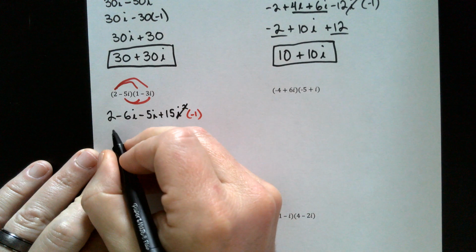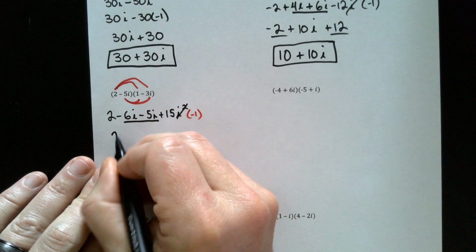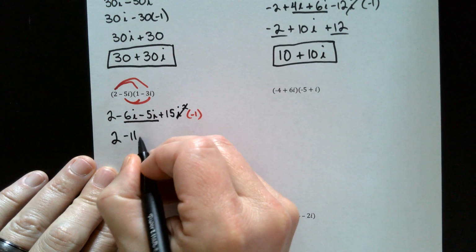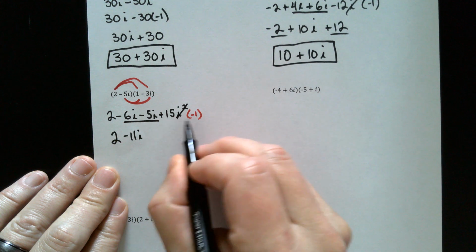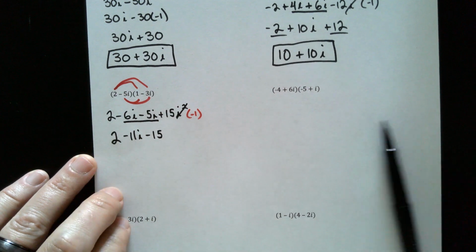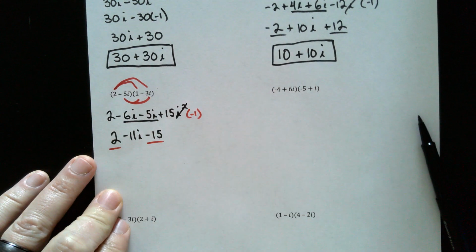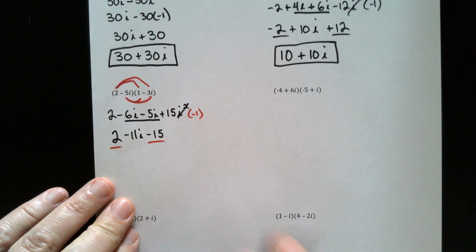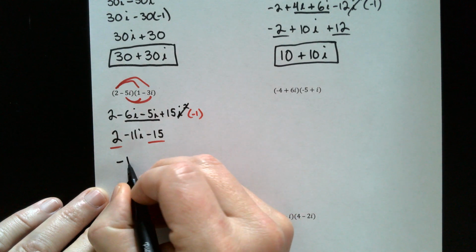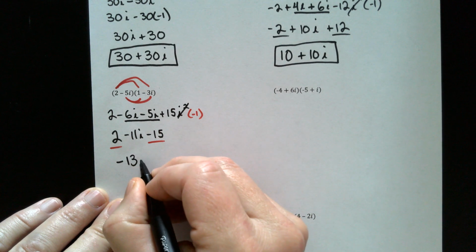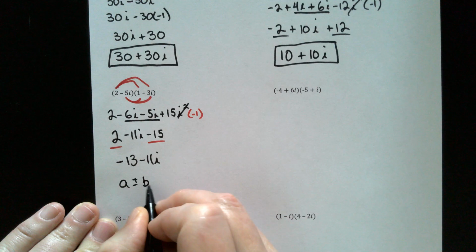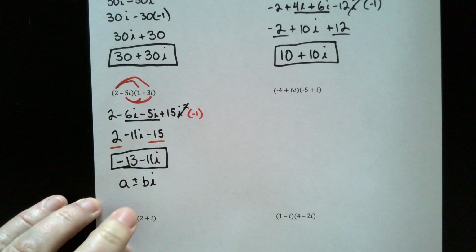Okay, so let's also combine these two in our next step. So we get 2. These two combine, they're both negative, so add, keep the sign, negative 11i. And then positive 15, excuse me, 15 times negative 1 is negative 15. Now again, we have like terms. Keep the sign of the bigger number and then subtract. Bigger number is negative, so negative, and then 15 minus 2 is 13. So negative 13. That's these two, and then just carry down the negative 11i. Did we write it in the correct form? Yes, we did, because remember it's a plus or minus bi. So this is the answer.